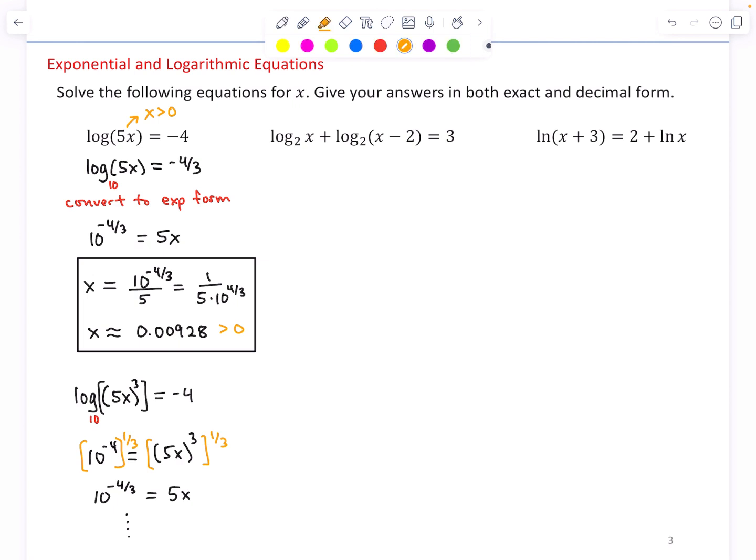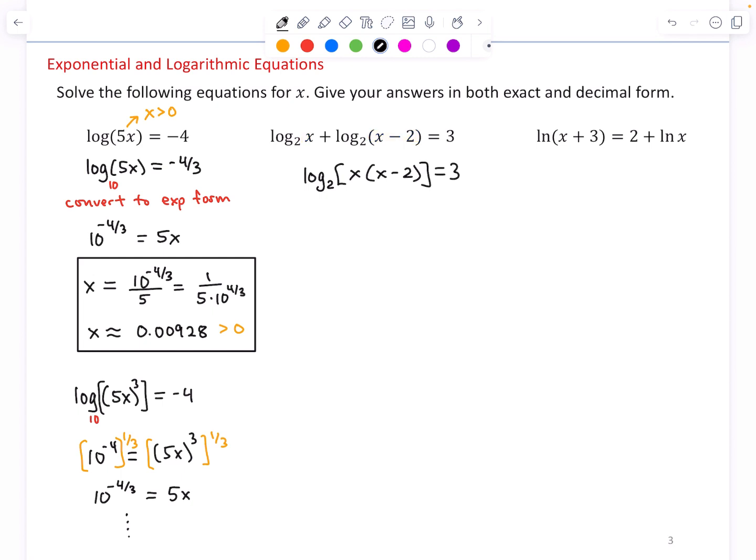Now in this next example, we have x in 2 different arguments of logs, and both of these logs are log base 2. And furthermore, they're being added together. So my goal here will be to express this in terms of a single log that I can then convert to exponential form. If I use property 6, that would allow me to write the left side as log base 2 of a new argument, where my new argument is the product of this argument and this argument. So that would be x times, and then use parentheses, x minus 2, and then equal 3.